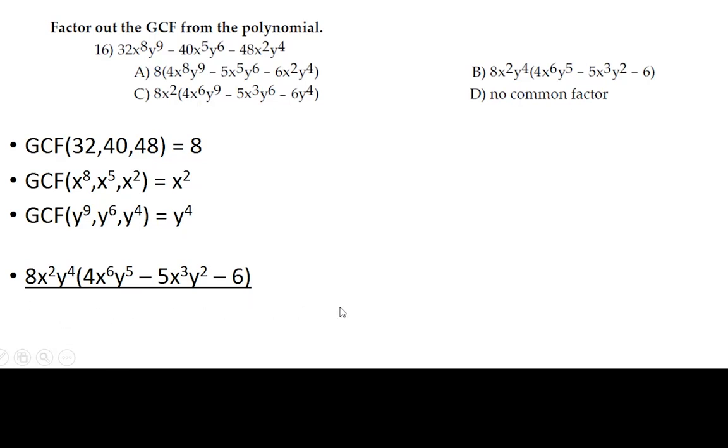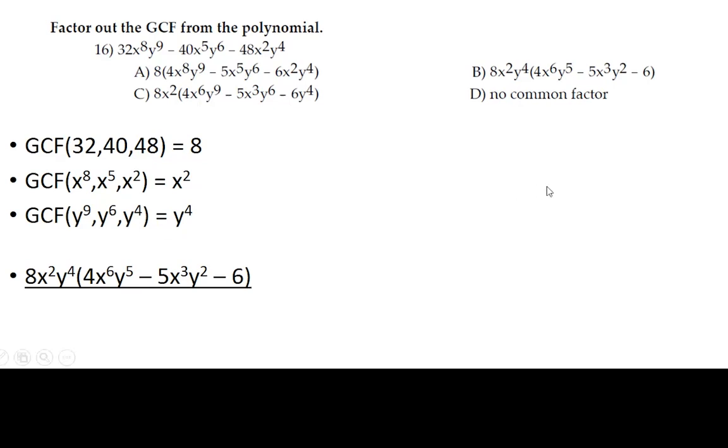So to recap the answer, we have our GCF of 8x squared y to the 4th times our leftover piece of 4x to the 6th y to the 5th minus 5x cubed y squared minus 6.